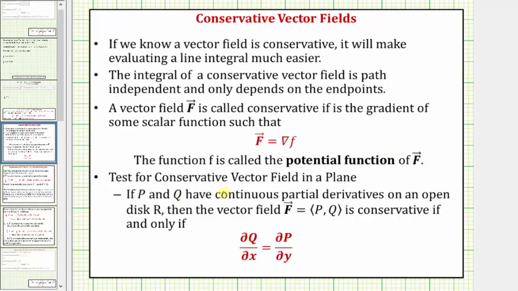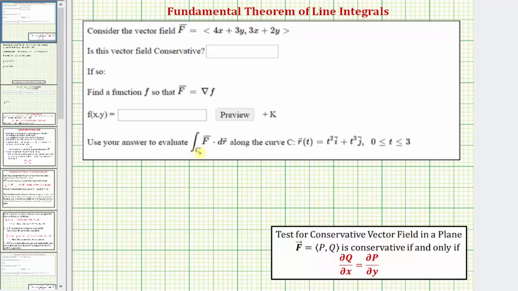The test for a conservative vector field in a plane is stated here. If P and Q have continuous partial derivatives on an open disk R, then the vector field F with components P, Q is conservative if and only if the partial of Q with respect to x equals the partial of P with respect to y. So if the given vector field is conservative, then we'll be able to evaluate the line integral along the curve C of F dot differential r using the fundamental theorem of line integrals. Let's first determine if the vector field F is conservative.